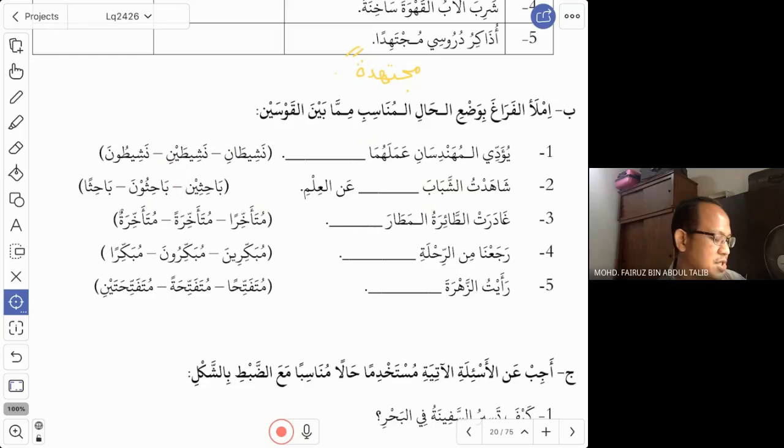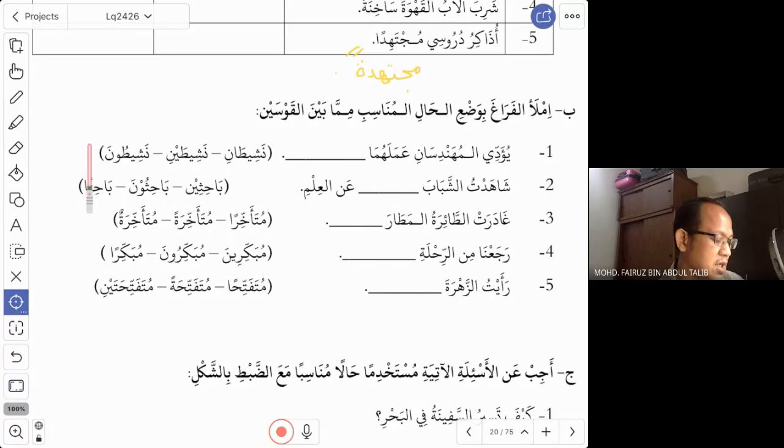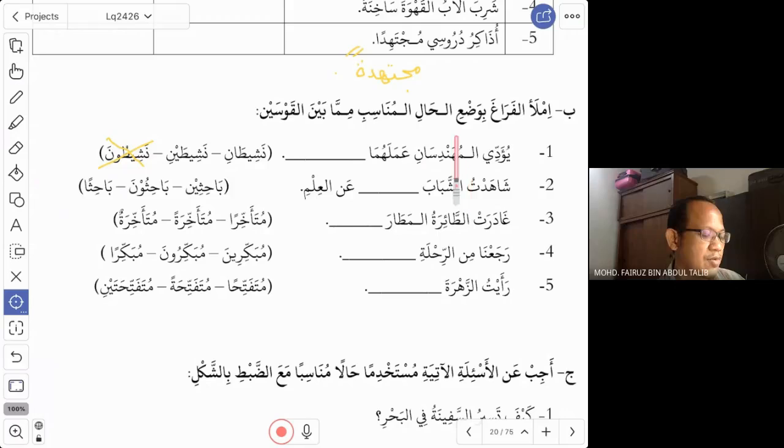Nashitani. Not nashituna. Nashituna is khata. So nashituna is not possible. Why not possible? Sama. Jamak. When your sahibul hal is musanna, this is definitely khata. So now we have these two. This is for musanna, this is also for musanna. So both can be correct, but which one is the correct one?